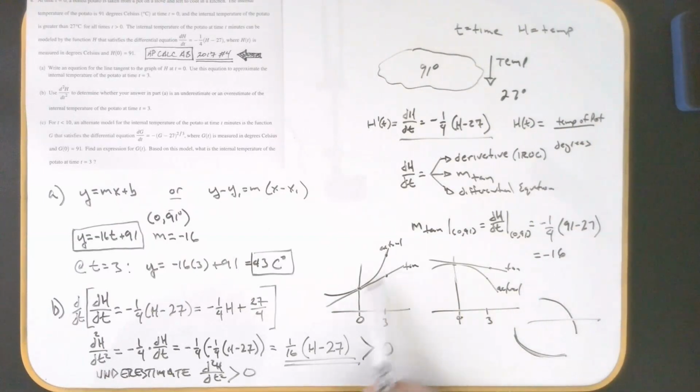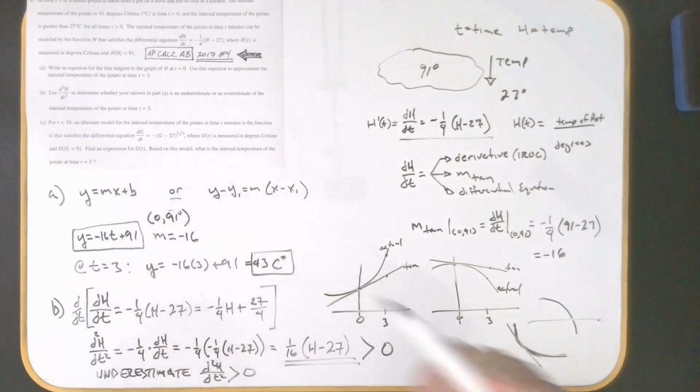So even though I drew this one, this was just an example. These sketches were not representing the actual differential equation, it was just the concept in general. So it looks like we must have a situation where it was 91 degrees, and it keeps decreasing, and our tangent came through here like this, and it was an underestimate. Okay. All right, let's move on to part C.